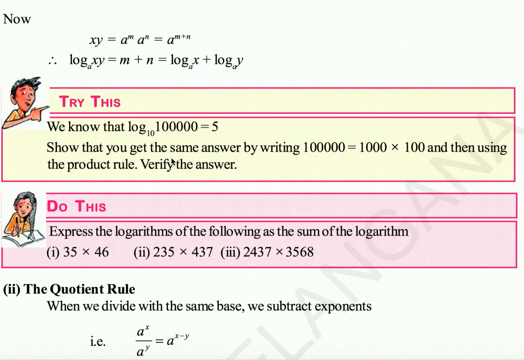It is telling us to use the product rule: log x base a plus log y base a. Here you will get 3 plus here you will get 2. 3 plus 2 you will get 5.